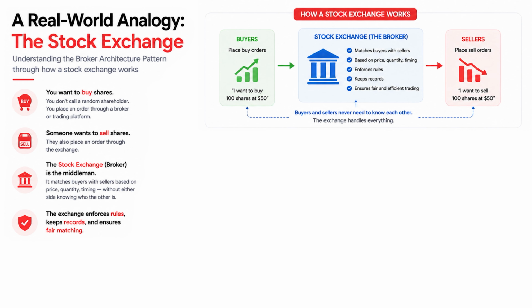Imagine you want to buy shares in a company. You do not call up a random shareholder and negotiate with them directly. Instead, you place an order through a stockbroker or a trading platform. The exchange itself acts as the central middleman. It matches buyers with sellers based on their needs, price, quantity, timing, all without the buyer and the seller ever needing to know who the other person is.